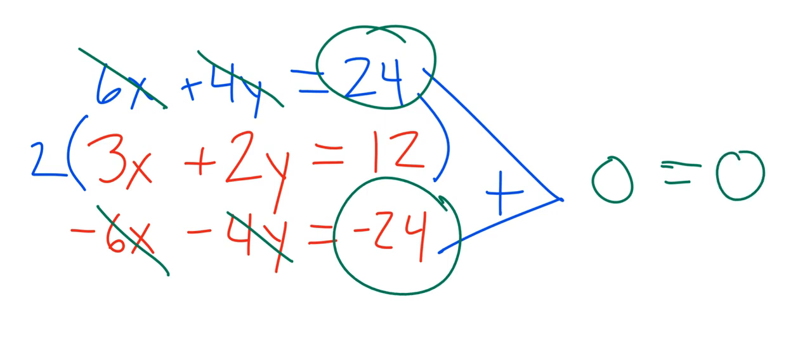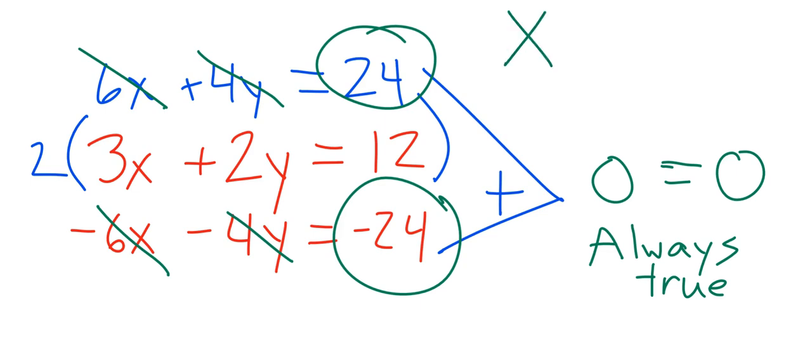0. We need to understand what this means. Remember, I gave you a multiple choice question earlier. I said the answer choices were always, sometimes, or never. Is this true? Always, sometimes, or never? This is always true. Now, if it's always true, what type of situation are we dealing with? Are we dealing with lines that cross one time? Are we dealing with parallel lines that never cross? Or are we dealing with the same line that has an infinite number of solutions? Infinite number of solutions. Okay?